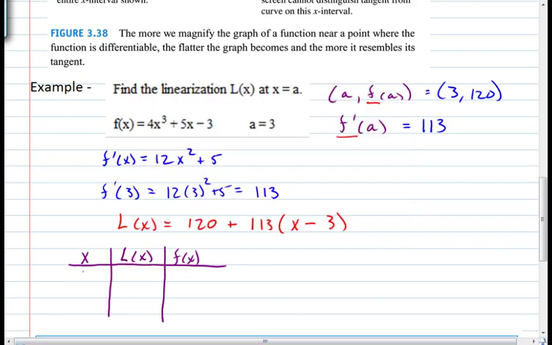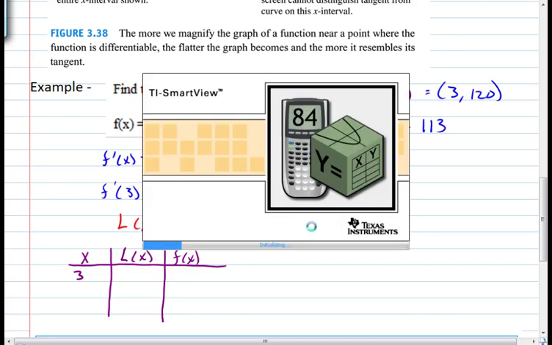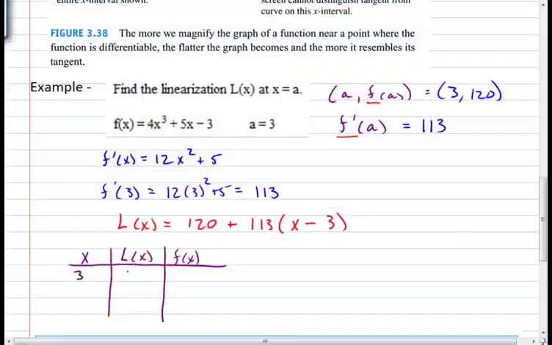All right. If x is equal to 3, we've already observed 3 minus 3 is 0. This is going to be 120, and f of 3 is also 120, right? What if x is 3.1? Well, that's going to be 113 times 0.1, which is 11.3 plus 120, and that's going to give us 131.3. Is that right?